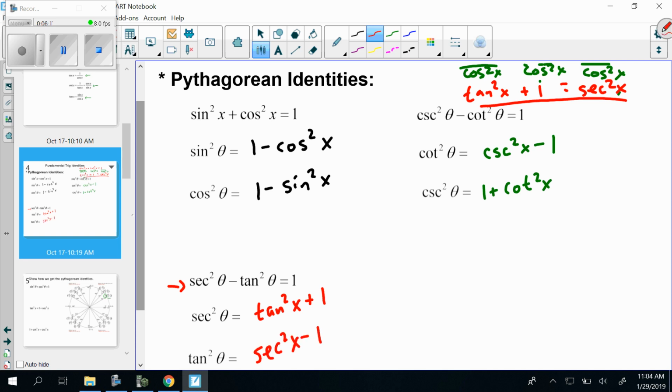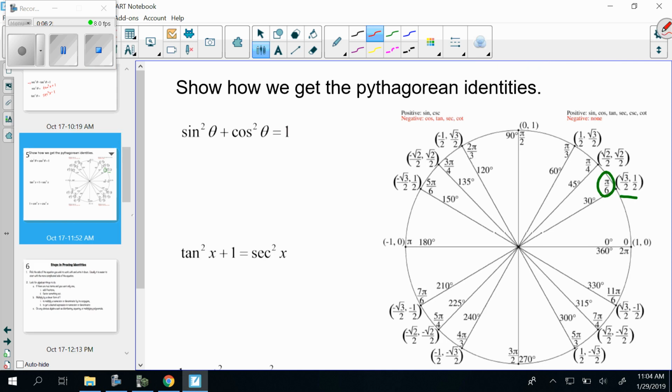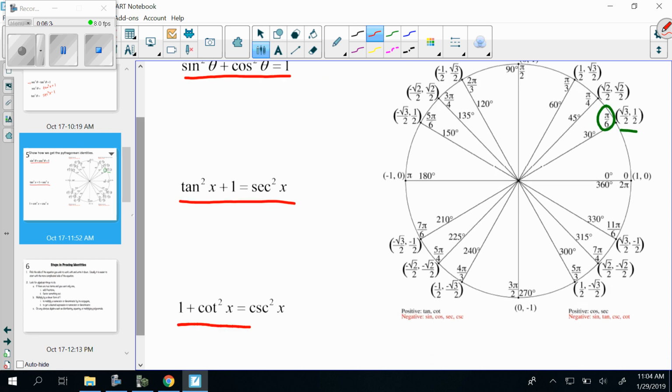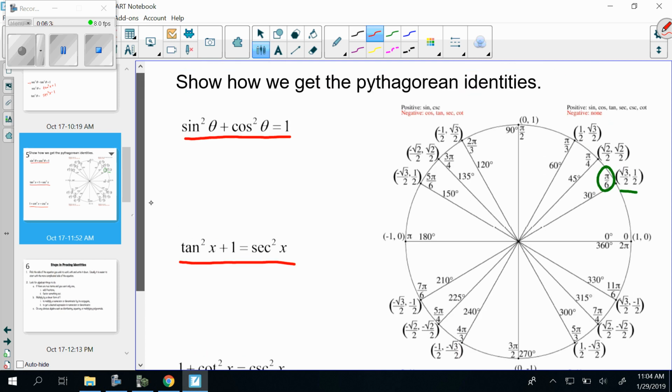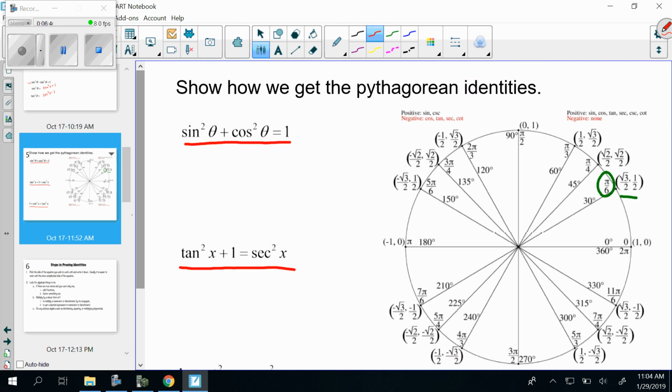So these identities can also be used to help us solve when we start getting into some of these problems where they're going to ask us to show stuff. So sine squared plus cosine squared equals 1. Tangent squared plus 1 equals secant squared. And 1 plus cotangent squared equals cosecant squared. So that we can use to help us out.